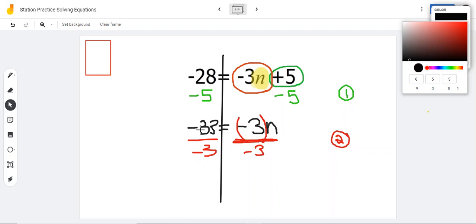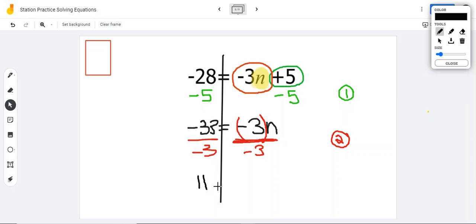Okay, then negative 33 divided by negative 3. A negative divided by a negative is a positive. And then 33 divided by 3 is 11. So positive 11 is equal to, now this is just 1n. It's gone. We canceled it out. So our answer is 11 equals n, or you can always change it: n equals 11.